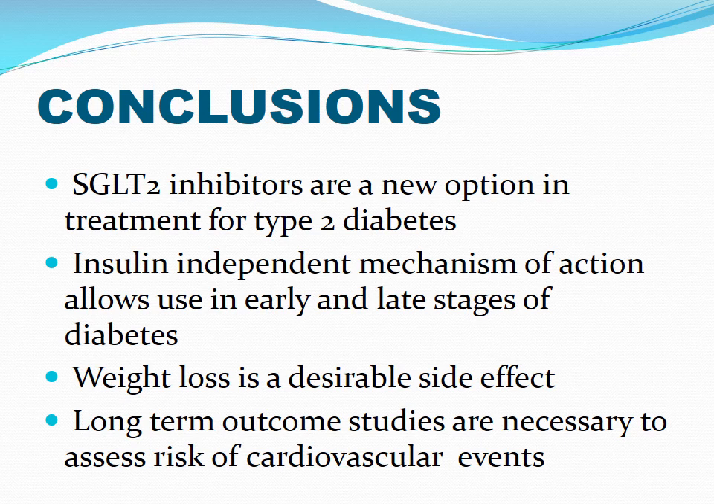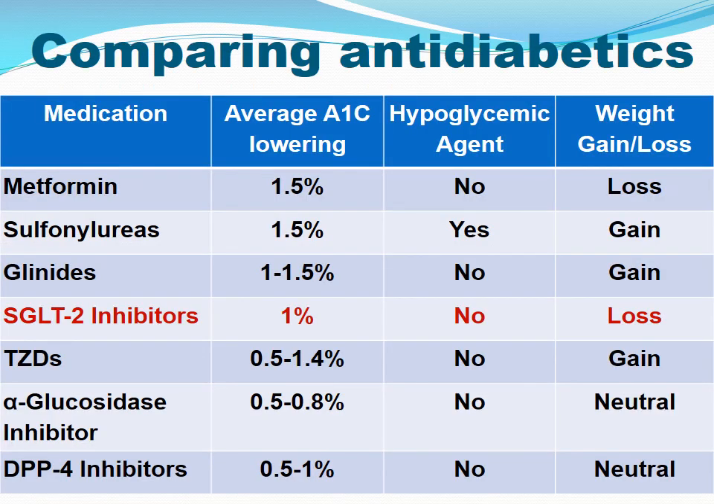Conclusions. SGLT2 inhibitors are a new option in treatment of type 2 diabetes. They have an insulin-independent mechanism, which allows for their use in early and late stages of diabetes. They cause weight loss, which is a desirable effect. Long-term outcome studies are necessary to assess the risk of cardiovascular events.